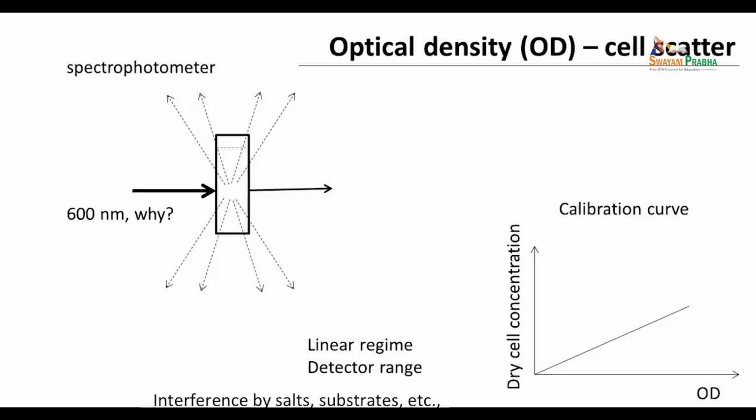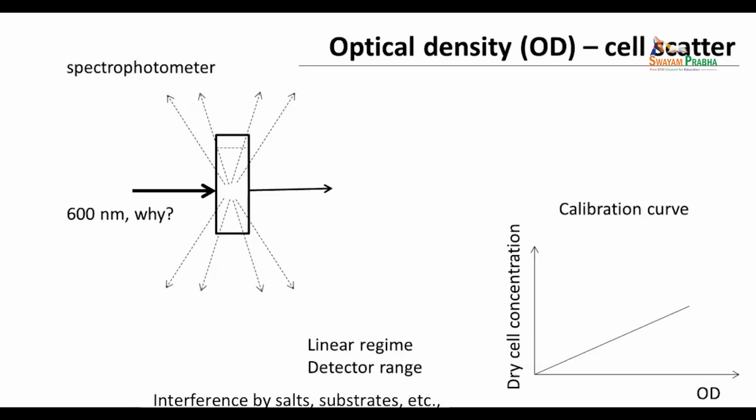You need to worry about interference by salts and substrates during this measurement, because we are taking a sample here and drying out the whole thing. When we dry out, whatever is soluble in the broth is going to contribute to the mass measurement. So the mass that is measured would contain dry cells plus the salts plus unutilized substrate plus the other things.